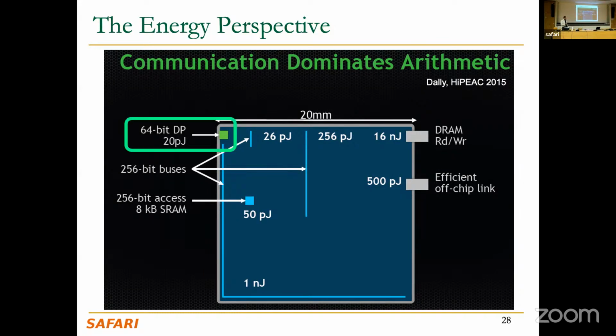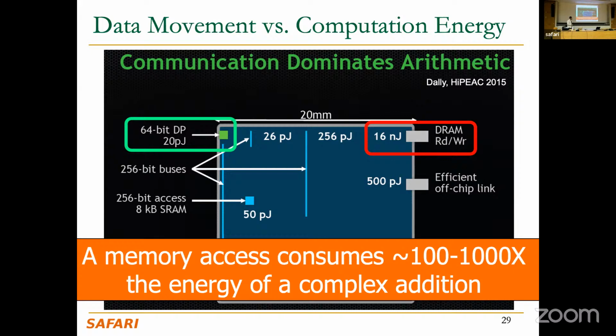The overall problem here is that if you want to do a complex operation in your system, like a double precision arithmetic operation, you take around 20 picojoules to do that computation. But if you want to access the memory, you're going to take 16 nanojoules to access some data stored in DRAM. So this is around 2 to 3 orders of magnitude larger energy to move data in comparison to actually doing computation.